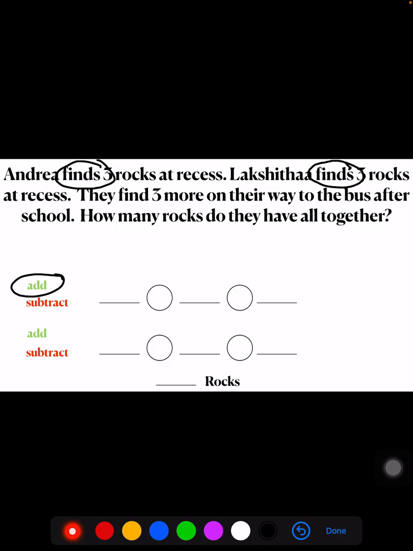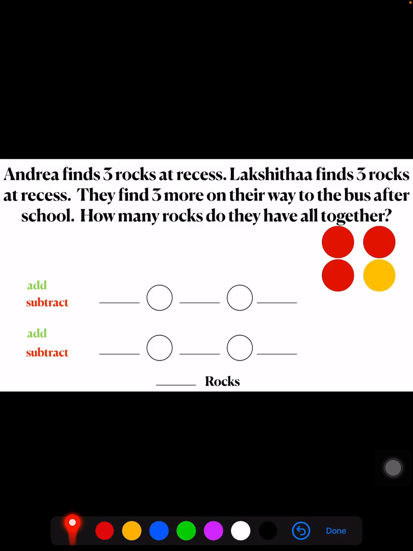What number sentence did you make for this first part of the problem? That's your first step. Great job. You should have written down 3 plus 3 equals. That's your first number sentence. They each found 3 rocks, so we're adding those together to find out how many they found total. I'm going to use my counters, just like you did, to solve this number sentence. Andrea found 1, 2, 3, and Lakshita found 1, 2, 3. Together, 3 plus 3 equals 6.